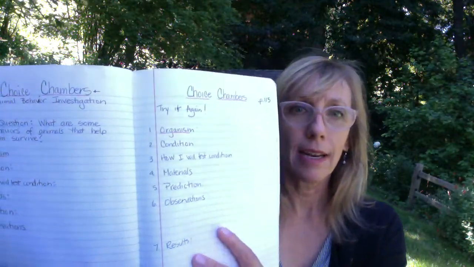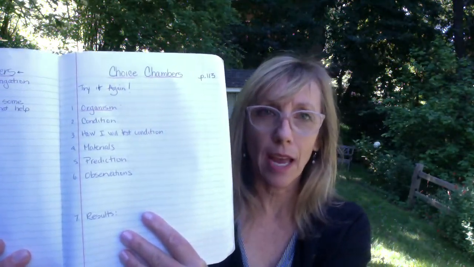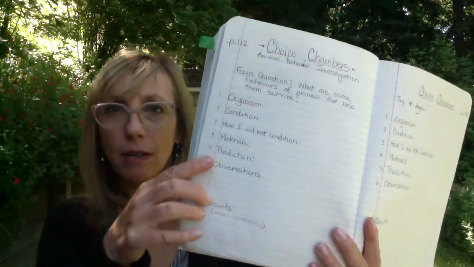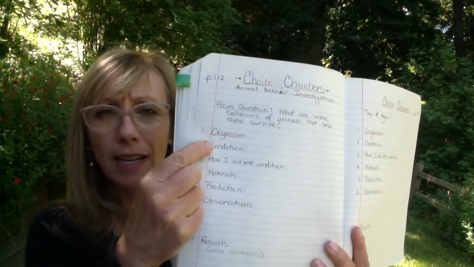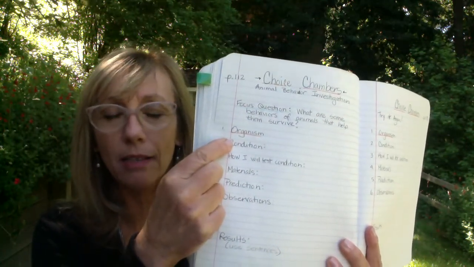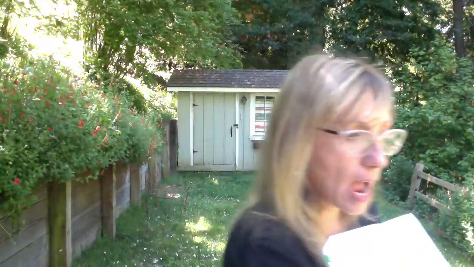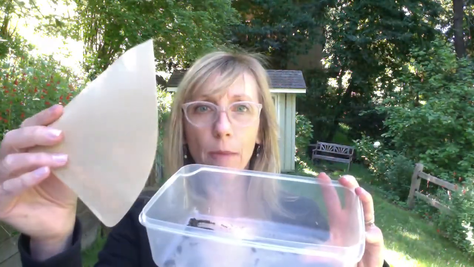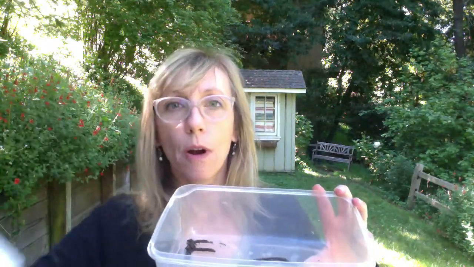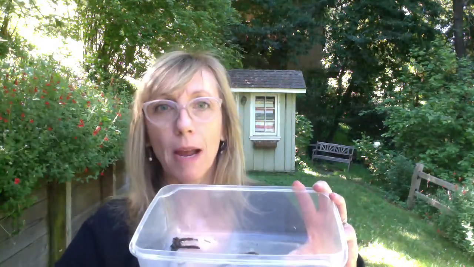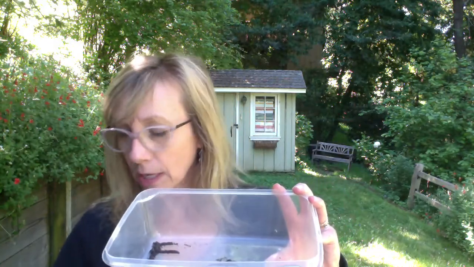Now, the first thing you have to do before you begin is set up your notebook. I'm going to have a picture of this, okay? So you'd write your focus question. My organism is worms. My condition I'm choosing is shade or sun. How I will test it: I have a container, so you're going to have to maybe collect some containers. If you want to do damp or dry, you might want a coffee filter or a napkin or something. You might want some safe scissors so you can cut something.